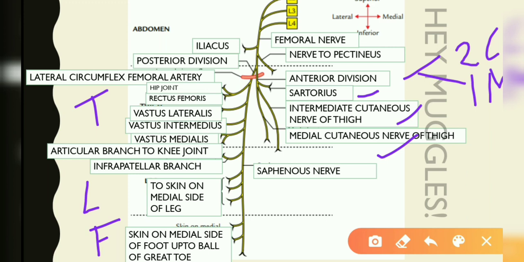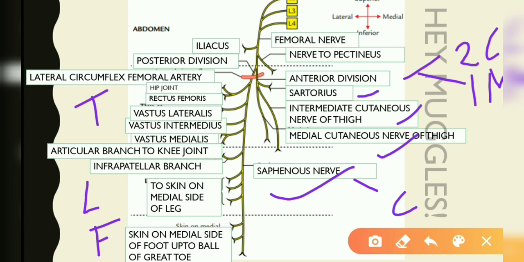Right. Coming to the posterior division. Posterior division gives 1 cutaneous branch, that is your saphenous nerve, and 4 muscular branches to supply the quadriceps femoris muscle. Right. So it gives 1 cutaneous branch, that is your saphenous nerve. This is your saphenous nerve. So this is your cutaneous branch, and it gives muscular branches to supply quadriceps femoris.